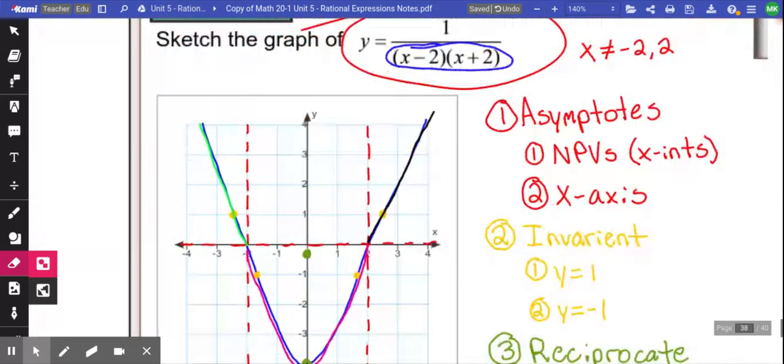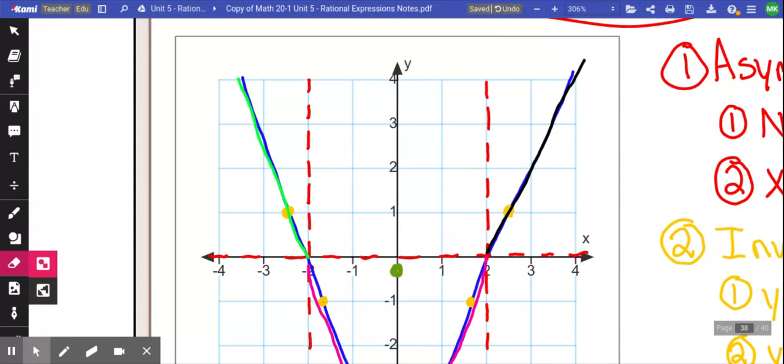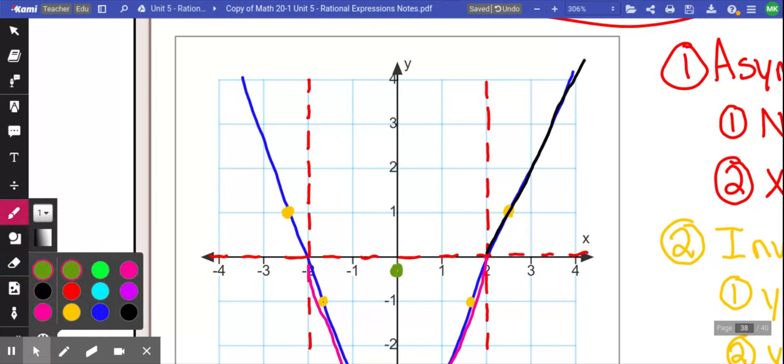So if I was to reciprocate the green section, I would put my pencil on the invariant point, go towards an asymptote, and then run alongside it. And the same thing in the other direction towards the other asymptote.